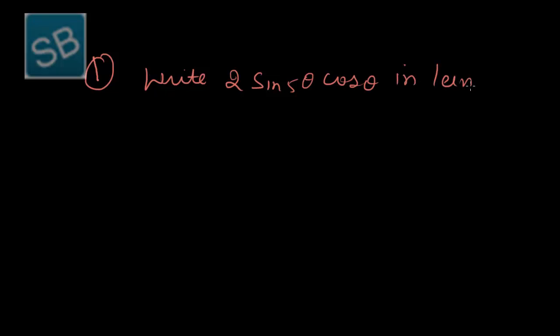Now we are going to start to solve the problems which are based on expressing a product in the form of a sum or difference. So the first problem is, write 2 sin 5 theta cos theta in terms of sum or difference.